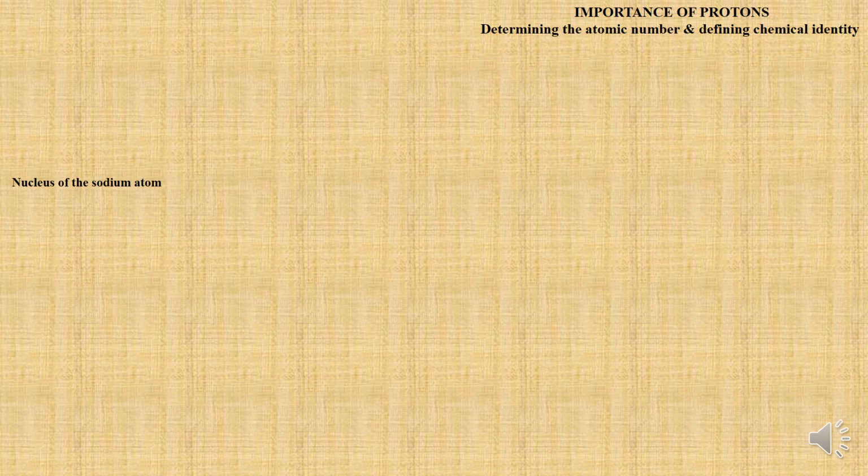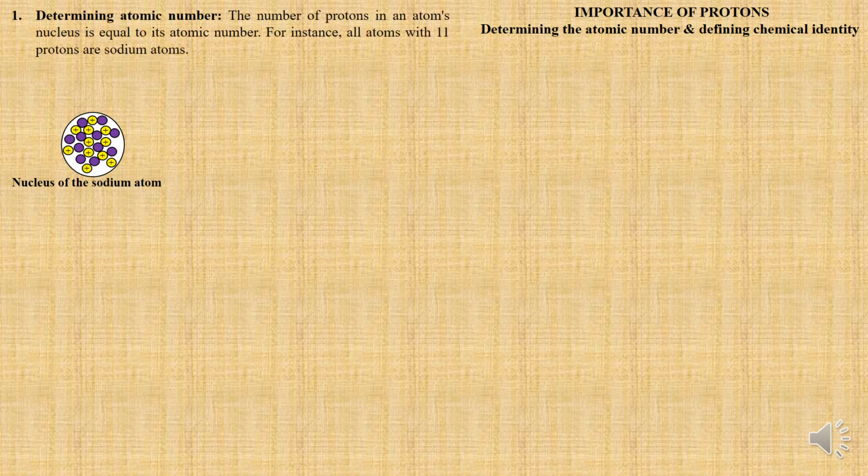Let us consider the nucleus of sodium atom, which has 11 protons in its nucleus. So the proton plays a vital role in determining the atomic number. What is atomic number? Atomic number is nothing but the number of protons present in the nucleus of that particular atom. Now, for example, in case of sodium atom, there are 11 protons in the nucleus. So all the atoms with 11 protons are nothing but sodium atoms. So any given atom with 11 protons will be sodium atom.